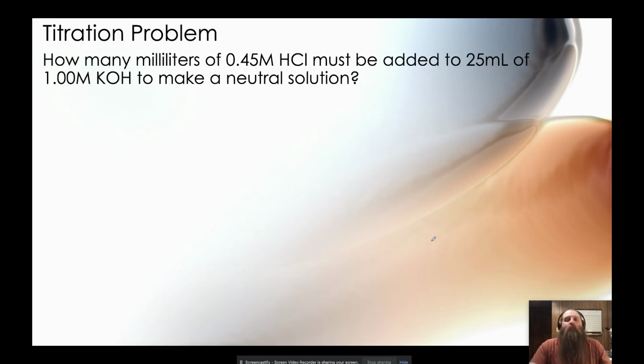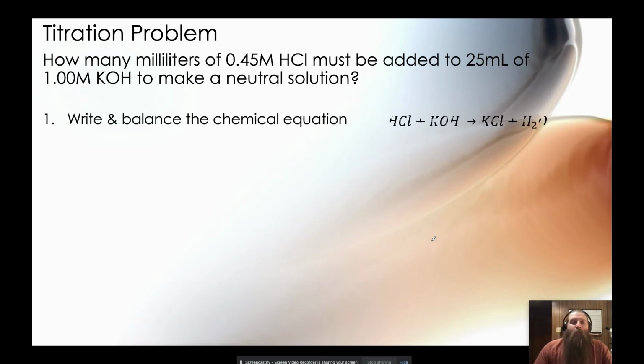So let's look at this problem. How many milliliters of 0.45 molar hydrochloric acid must be added to 25 milliliters of 1 molar potassium hydroxide to make a neutral solution? All right, well, first let's write and balance our equation. We know how to do this. We know we have hydrochloric acid. It's going to react with KOH to produce water and a salt. The salt is the metal and the non-metal coming together. We know K is +1. We know Cl is -1. So when we do the cross-charge method, we end up with KCl.